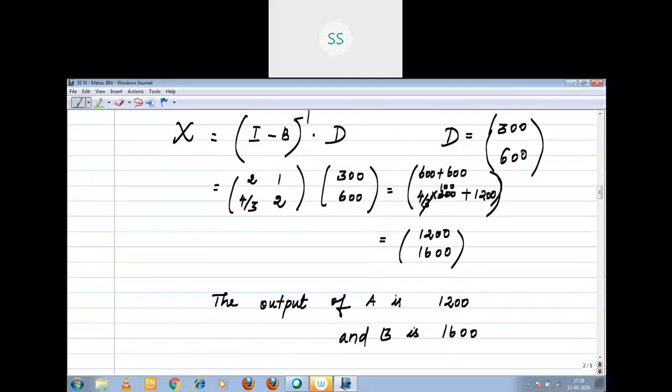You have to go through once again. One minute, I will check. The output values of A is rupees 1200 crores, and B is rupees 1600 crores. Right, because in the question itself it is given that the values are in crores of rupees. That's why I wrote rupees 1200 crores and 1600 crores.